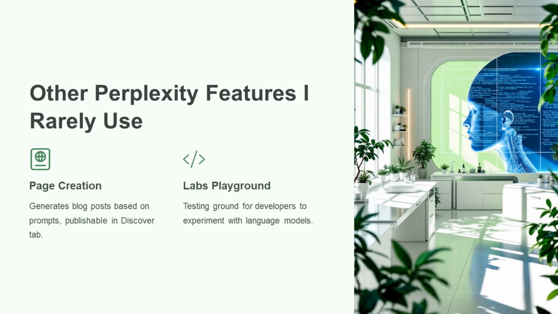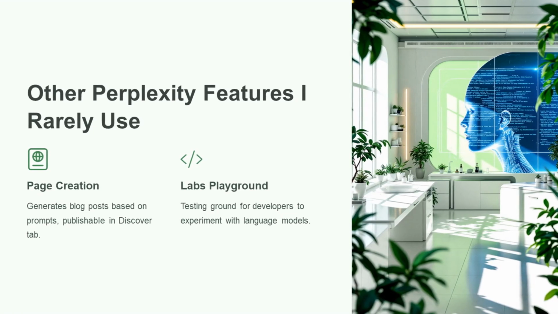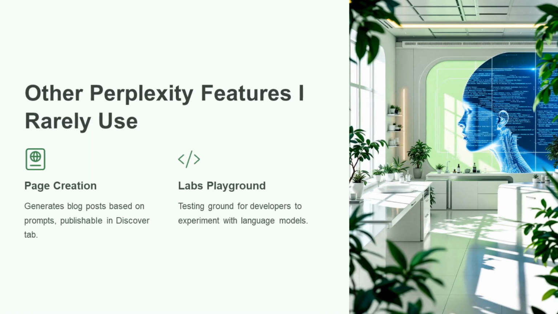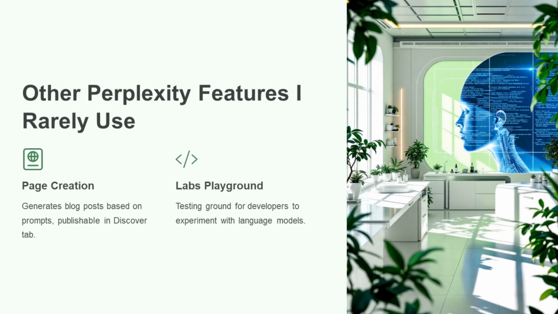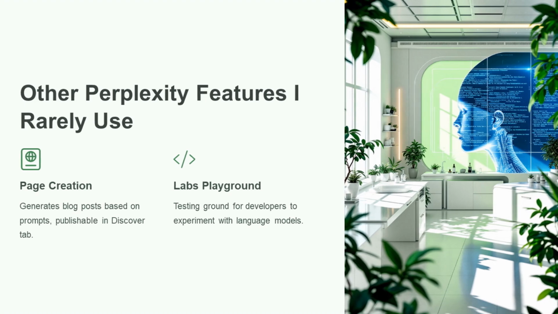Page creation generates entire blog posts based on your prompt, which can be published in the Discover tab, similar to a news feed. Personally, I don't read AI-generated articles often. Labs Playground is a testing ground for developers to experiment with Perplexity's large language models before integrating them into applications.